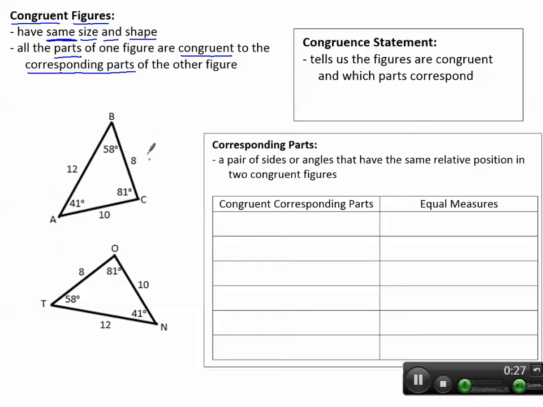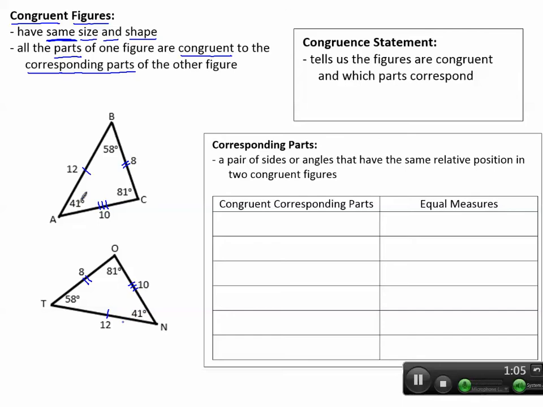For example, in these two triangles, do we think they are congruent? Well, I see a lot of measures. Let's take a look at what we see. In this triangle, side AB says 12, and in this triangle, side NT says 12. Similarly, there is a side that says 8 and a side that says 8. And in the top triangle, there is a side that measures 10, and there is a side that measures 10. So we do have 3 sides congruent to 3 sides in the other triangle.